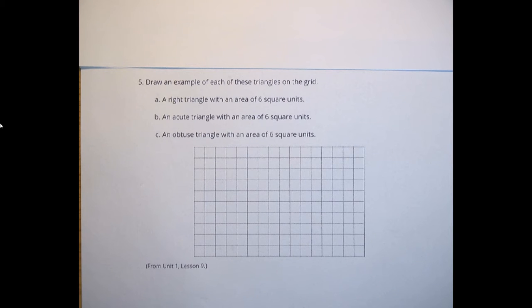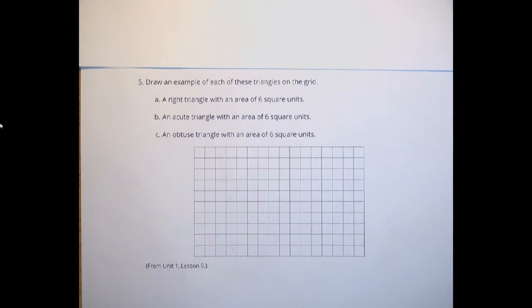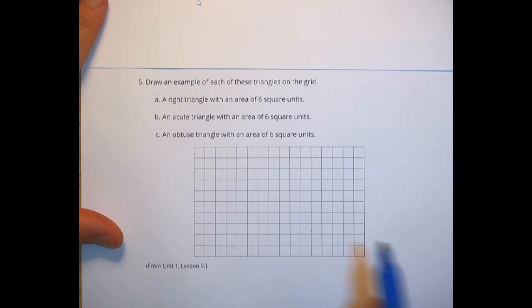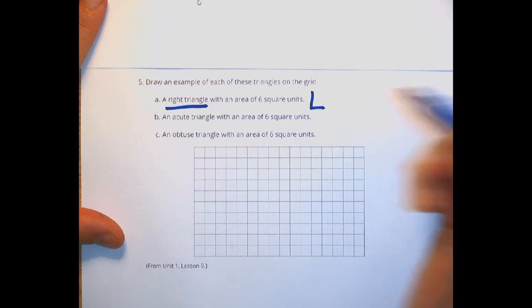Unit 1, Lesson 12, Practice Problems number 5. Draw an example of each of these triangles on the grid. A right triangle with an area of 6 square units. Right triangle. We know that a right triangle has a right angle.